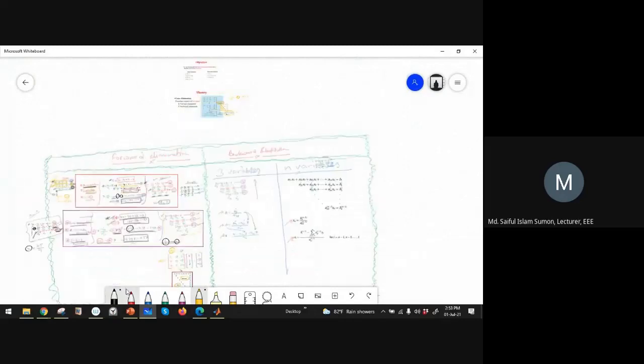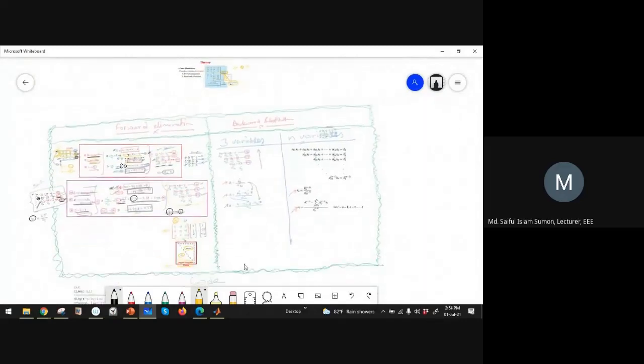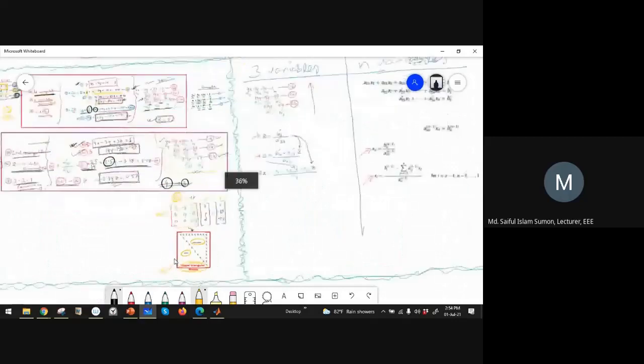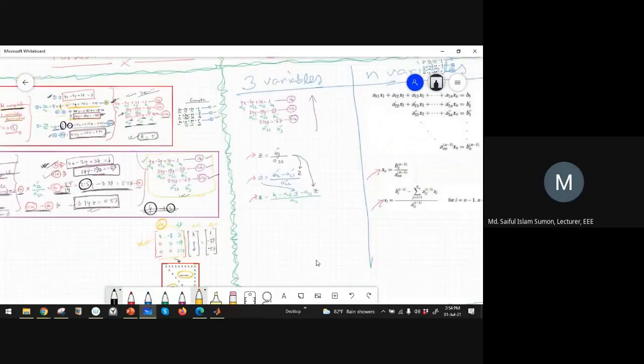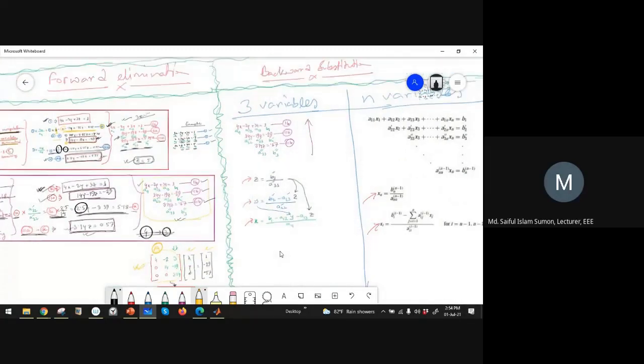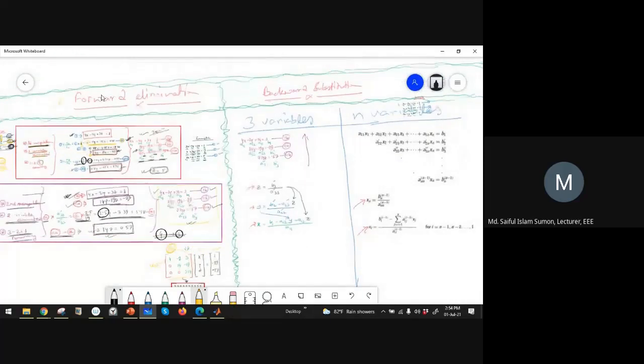First of all I need to eliminate. Anyone, do you have any problem? Anyone? Okay, very good. So you can see now my forward elimination is done. Step 1 is done. Now step 2, backward substitution.